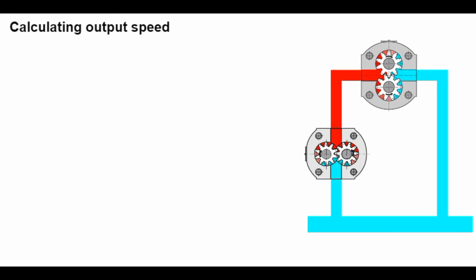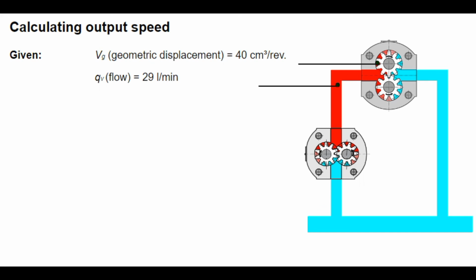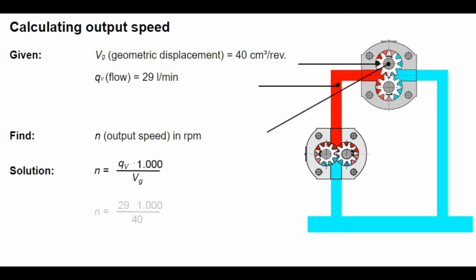Using a simple example, the output speed of the gear motor in the diagram of the hydraulic system is calculated. The hydraulic fluid pressurizing the hydraulic motor has a flow of 29 liters per minute. The displacement of the motor is 40 cubic centimeters per revolution. We want to find the output speed of the hydraulic motor in revolutions per minute. Since we are using the numerical equation, the numbers 29 and 40 are used and we find the result. The theoretical output speed is 725 revolutions per minute. Note that the actual output speed will be lower since the volumetric efficiency of the motor has not been considered.